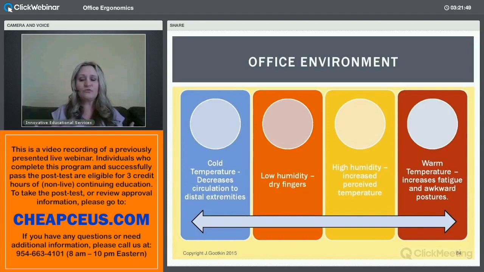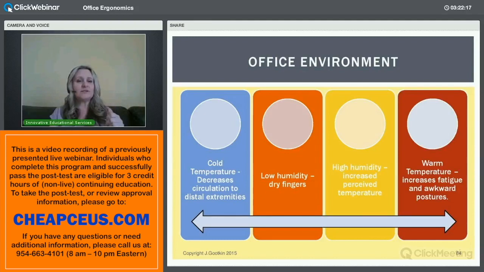So typical temperature ranges, they say that the indoor temperature that's recommended during winter months is between 68 and 74 degrees. So 68 to 74 degrees Fahrenheit is a recommended comfortable work environment during winter months. And then during summer months, they say 73 to 78 degrees Fahrenheit is to maximize our functioning and productivity.